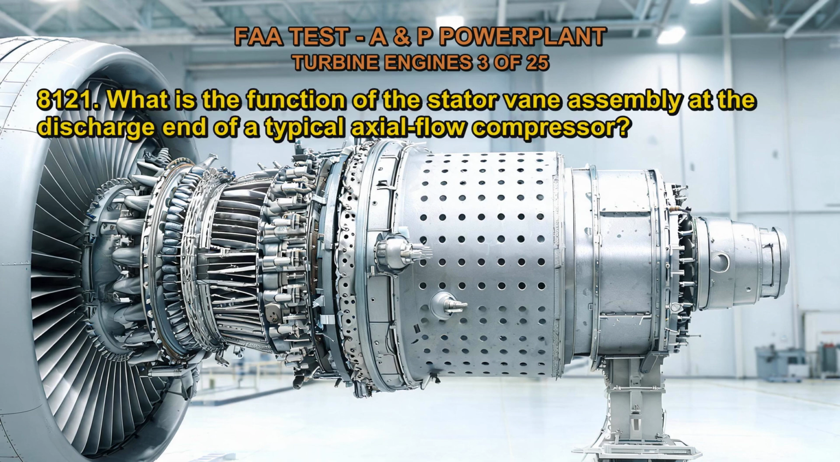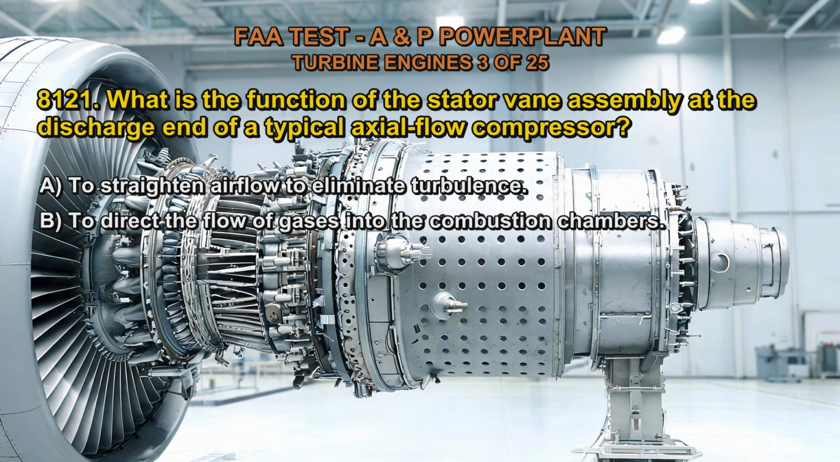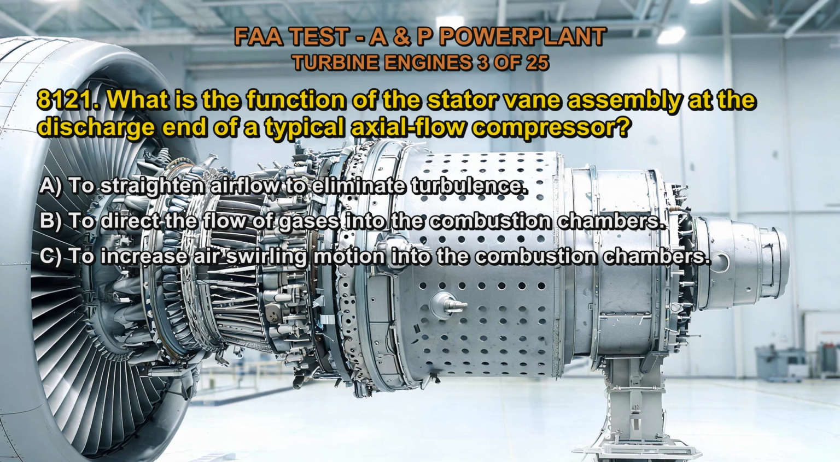Q8121. What is the function of the stator vane assembly at the discharge end of a typical axial flow compressor? A. To straighten airflow to eliminate turbulence. B. To direct the flow of gases into the combustion chambers. C. To increase air swirling motion into the combustion chambers.